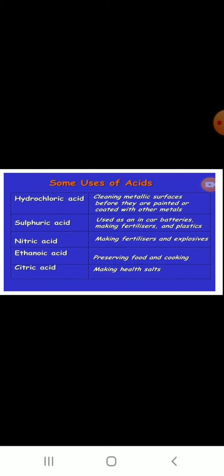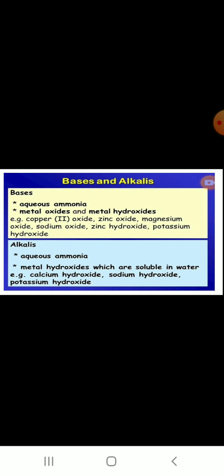Citric acid is used in making health salts. These are the uses of acids. So HCl, H2SO4, HNO3 are strong acids. Ethanoic acid and citric acid are the weak acids. That is why in most of the cooking, whatever acid we use, those are nothing but weak acids or edible acids only.